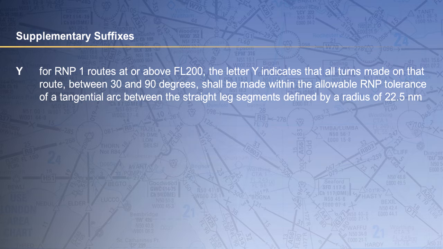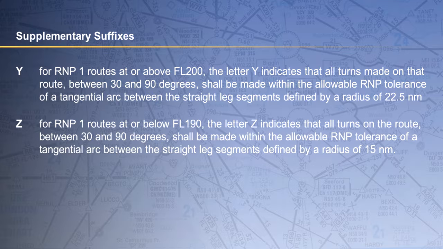Supplementary suffixes are used to indicate the type of service provided or the turn performance required on the route in question in accordance with the following. For RNP1 routes at or above flight level 200, the letter Y indicates that all turns made on that route between 30 and 90 degrees shall be made within the allowable RNP tolerance of a tangential arc between the straight leg segments defined by a radius of 22.5 nautical miles.